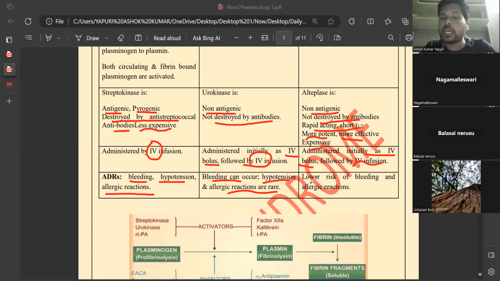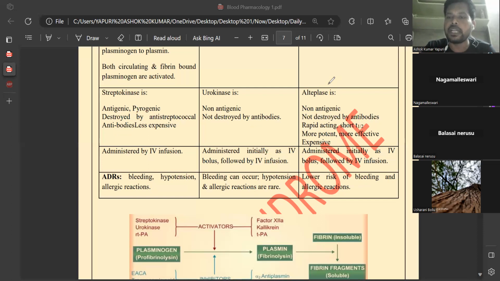But when coming to here, there is a low risk of bleeding as well as allergic reaction. So recombinant products are safe, but they are expensive in nature. The expensive nature is also one of the factors in the treatment because not all people can afford it. But alteplase is safe compared to these two drugs because there are no allergic reactions as well as less risk of bleeding.